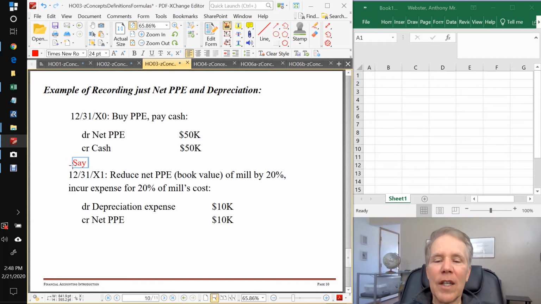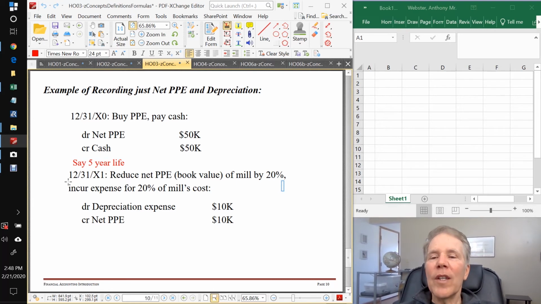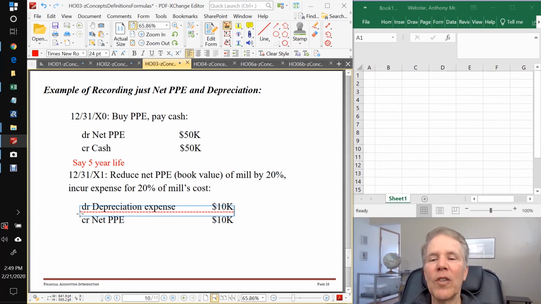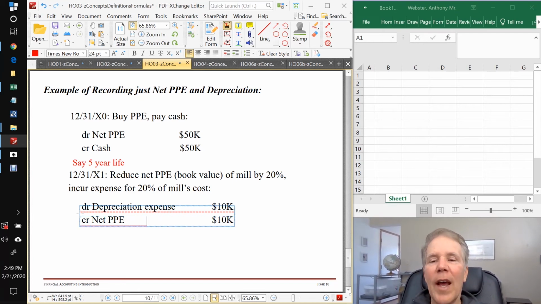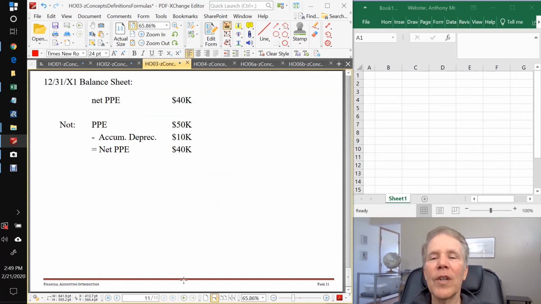Okay, and so at the end of 1 year, here you see we're starting at X0, we go to X1, that's 1 year later. So we have to reduce the value of this by 20% because it's worn out by 20%. So our very simple way to do that is just depreciation expense. Whenever you have depreciation, it's always depreciation expense, and we just say CR net PPE. So very simple, very straightforward.